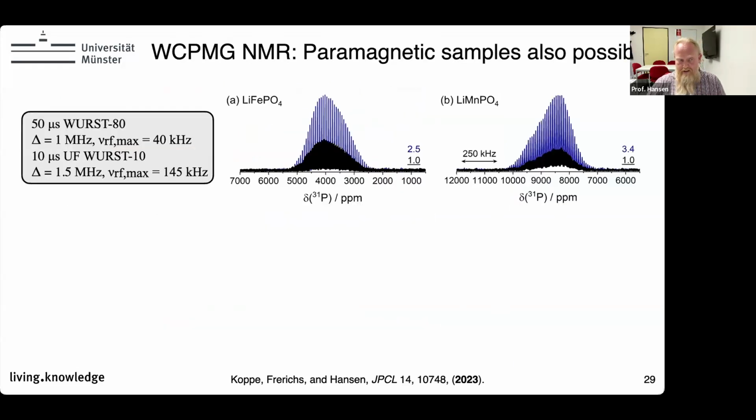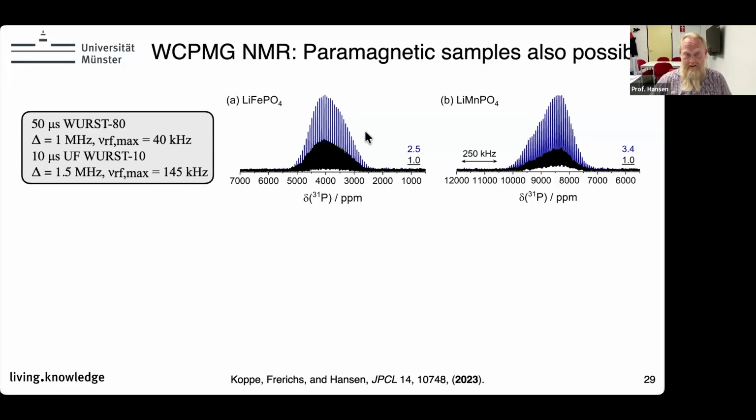And what's also more important is that now what is possible is that you can record static NMR spectra for paramagnetic samples. Here's again a comparison for the classical WURST 80 pulses, with a characteristic length of 50 microseconds, for lithium iron phosphate and lithium manganese phosphate, compared now in blue here, excited with these short pulses. Of course, because we went up to a bandwidth of 1.5, now we have a rate of 150. The maximum intensity requirement of the RF power for excitation is much higher.